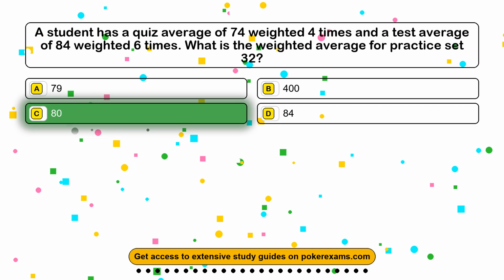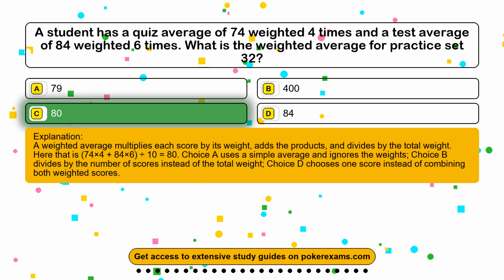The correct answer is option C, 80. A weighted average multiplies each score by its weight, adds the products, and divides by the total weight. Here that is 74 times 4 plus 84 times 6, divided by 10, equals 80. Choice A uses a simple average and ignores the weights, choice B divides by the number of scores instead of the total weight, choice D chooses one score instead of combining both weighted scores.